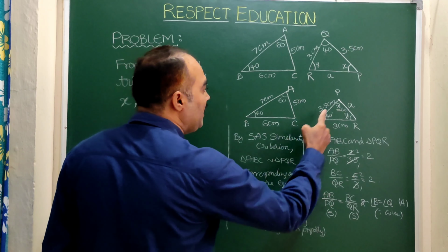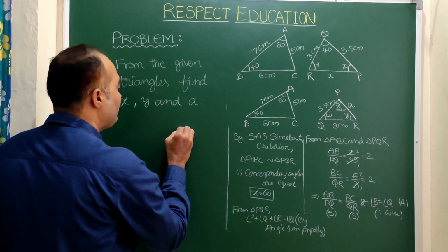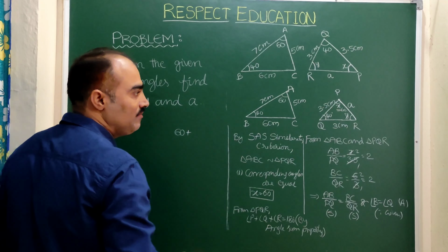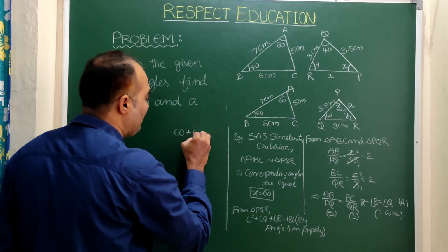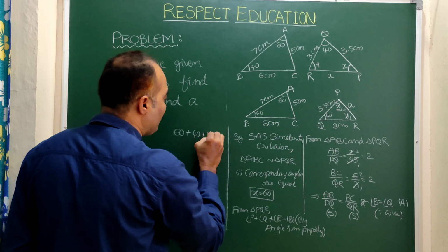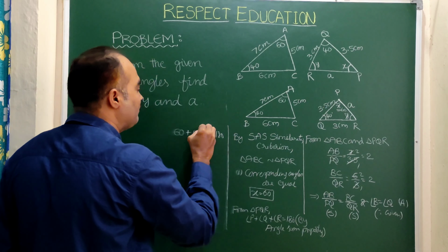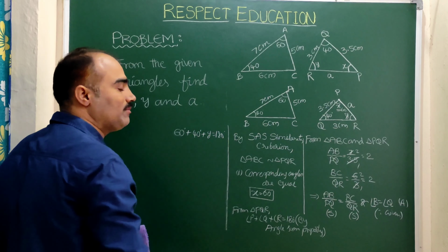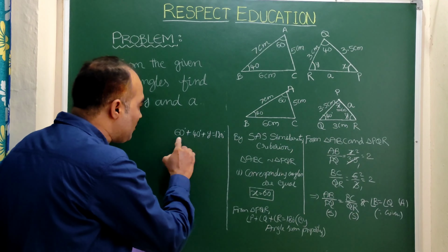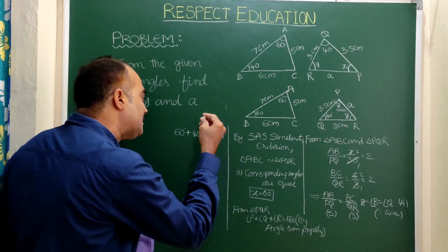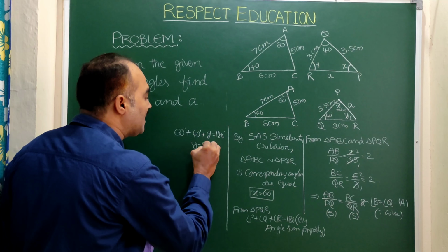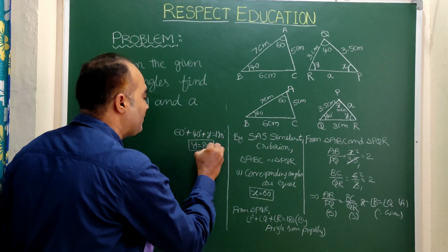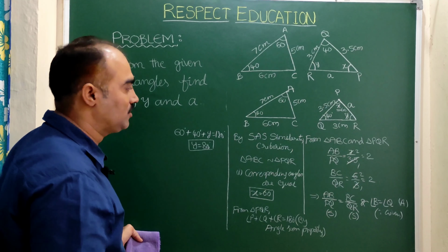That means angle P is x, which is 60, plus Q, which is 40, plus angle R, which is y, is equal to 180 degrees. 60 degrees plus 40 degrees plus y equals 180 degrees. 60 plus 40 is 100. So y equals 180 minus 100, nothing but 80 degrees. So we got the y value also.